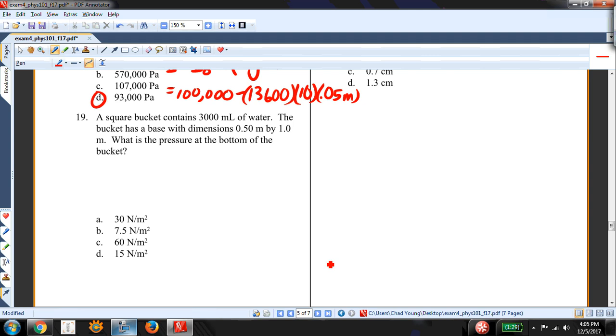A square bucket contains 3,000 milliliters of water. It has a base with the dimensions 0.5 by 1 meter. What is the pressure at the bottom of the bucket? Well, pressure is equal to F divided by area. And I have a total force that's equal to the weight of the water, and then that's going to be divided by the area. Let's do the area first because that's the easiest. The bottom of this bucket has an area equal to 0.5 meters by 1 meter, so half a square meter.